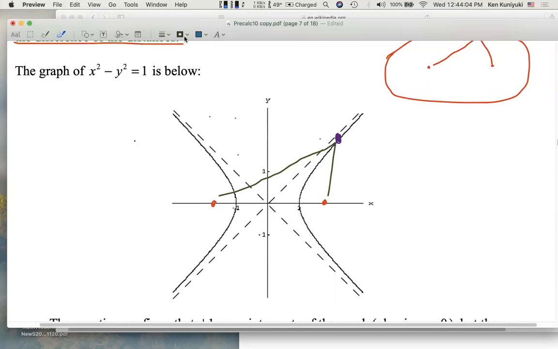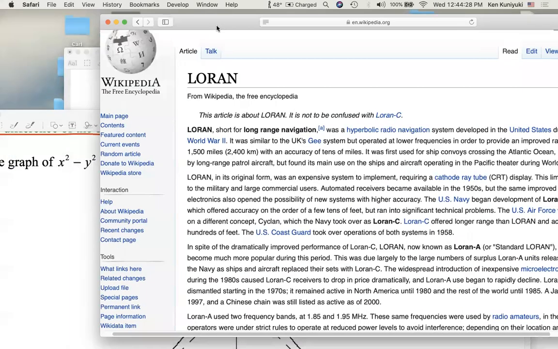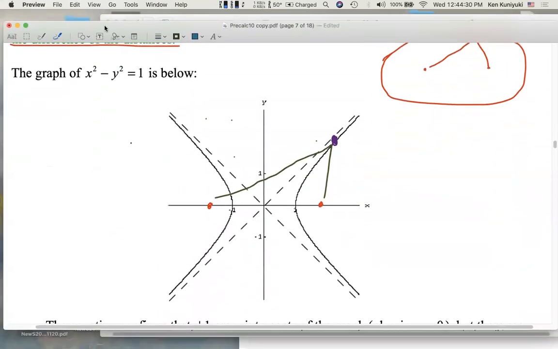Okay, now what's the application in navigation? In fact, this is an idea used in LORAN, L-O-R-A-N, short for long range navigation. This is a Wikipedia article. Not that I always look to Wikipedia. It was a hyperbolic radio navigation system developed in the United States during World War II. By the way, telescopes use ideas of hyperbolas as well.